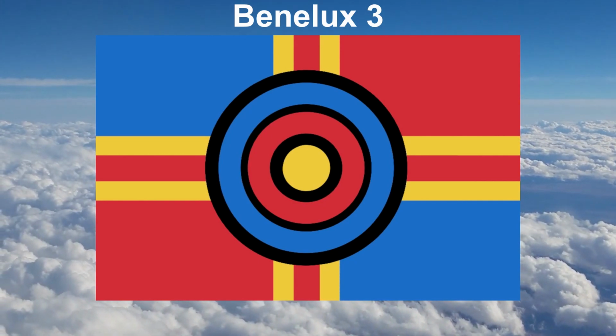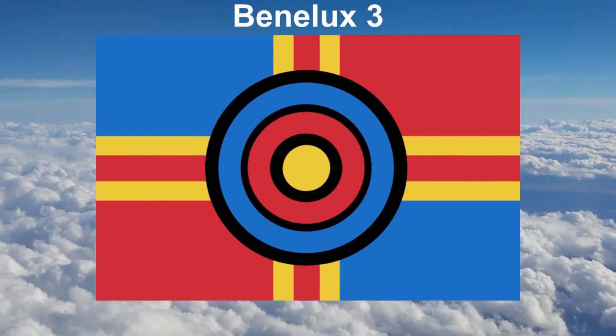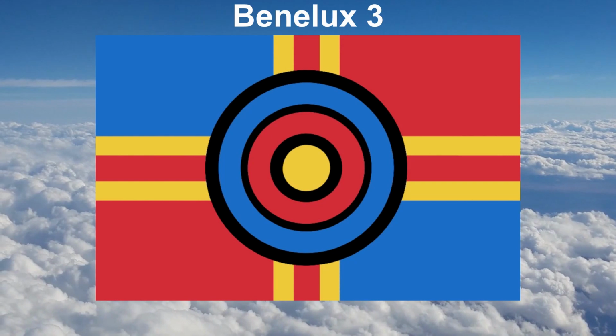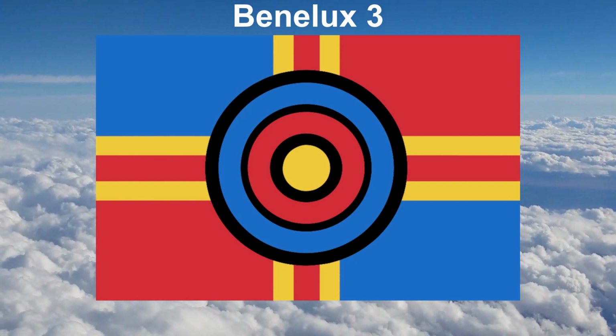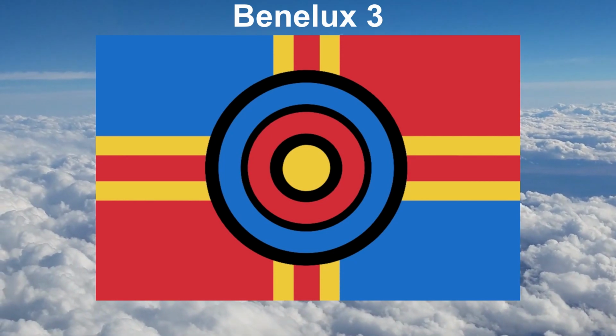The red is a mix of the Netherlands, Luxembourg, and Belgium's shades of red. The blue is a mix of the Netherlands and Luxembourg's shade of blue. The black and the yellow are from the Belgian flag and coat of arms. The yellow, red, yellow pattern represents the lions on the coat of arms.